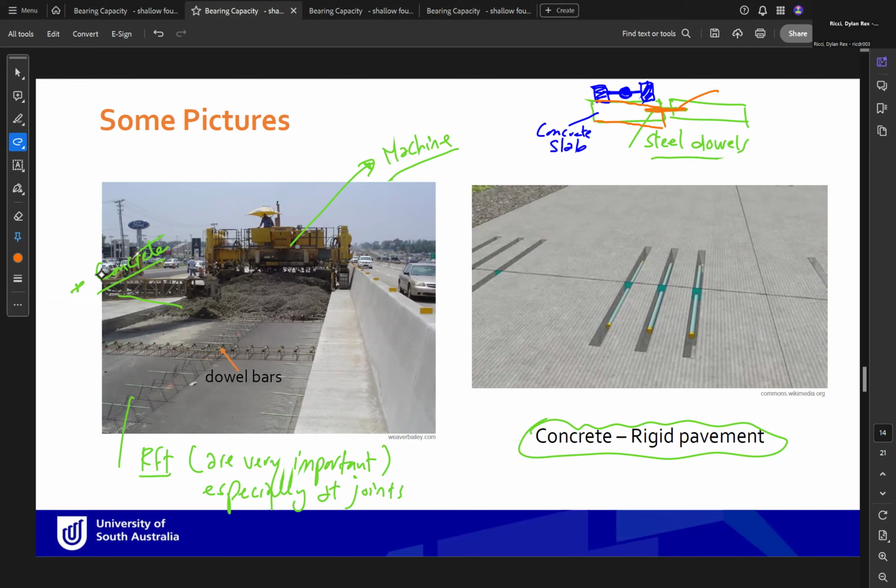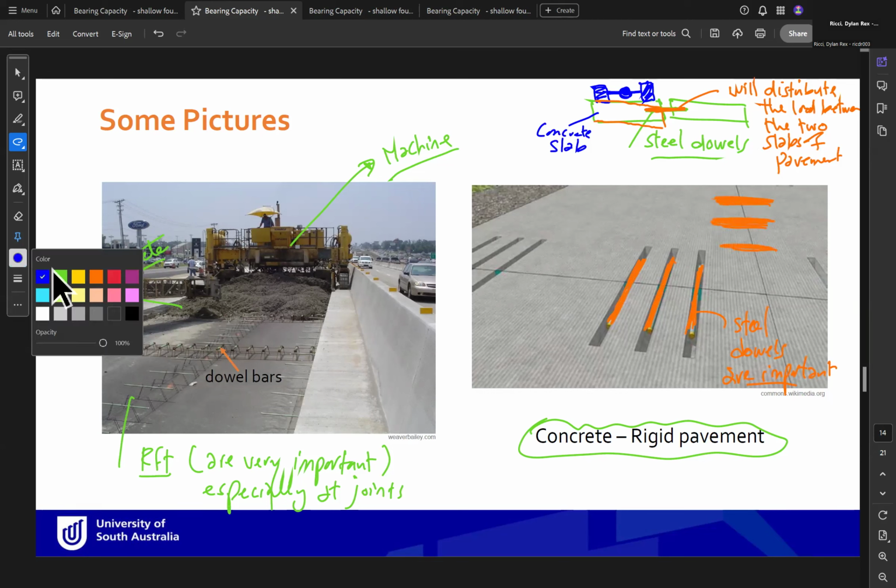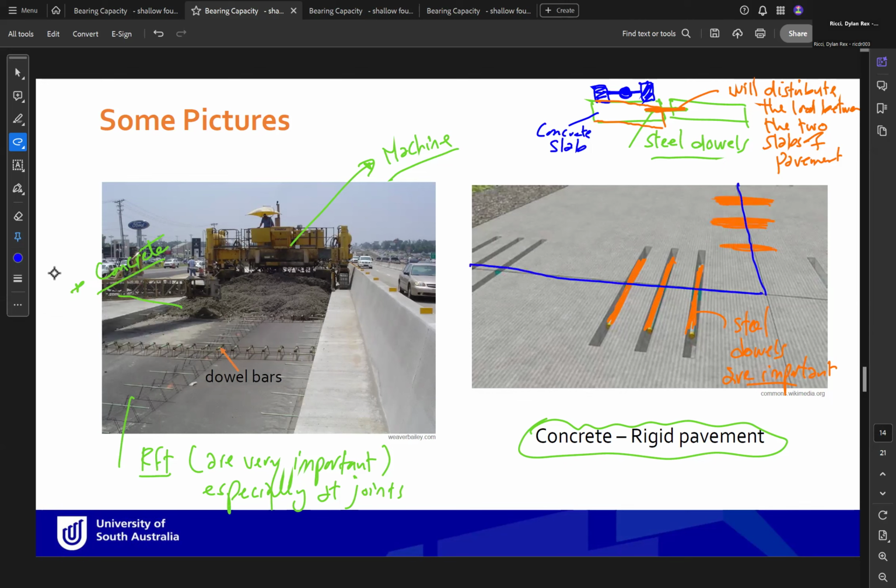But if we have the dowels, these dowels will distribute the load between the two slabs of pavement. Okay, so these are the dowels we are talking about, and they are very important. If this is our slab, and this is another slab, and this is another slab, and so on, these are important to distribute the forces or the stresses between the adjacent slabs.